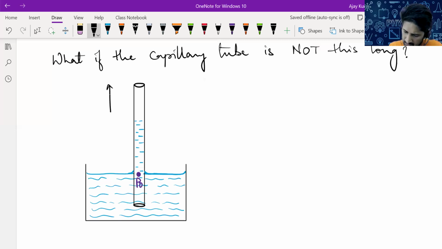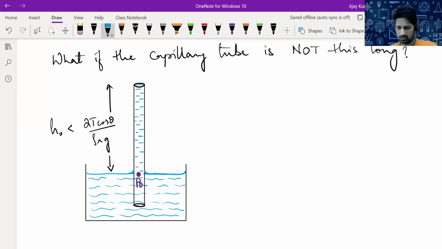Suppose this height is less than 2T cos theta by rho r g. What will happen? Will the liquid not rise at all? Or will it rise to the top and settle there? Or will it overflow? What do you think? These are the three possibilities. Which of these do you think will happen?